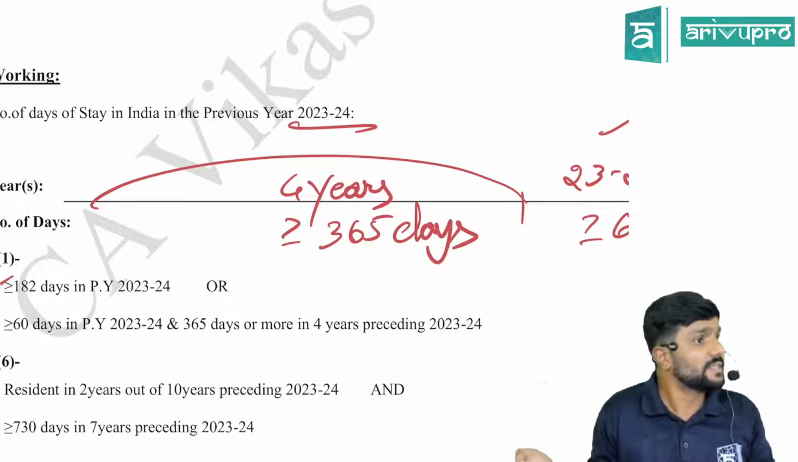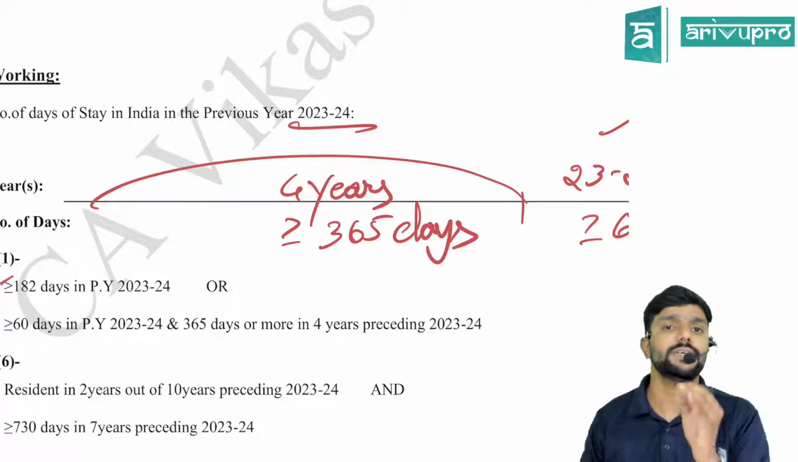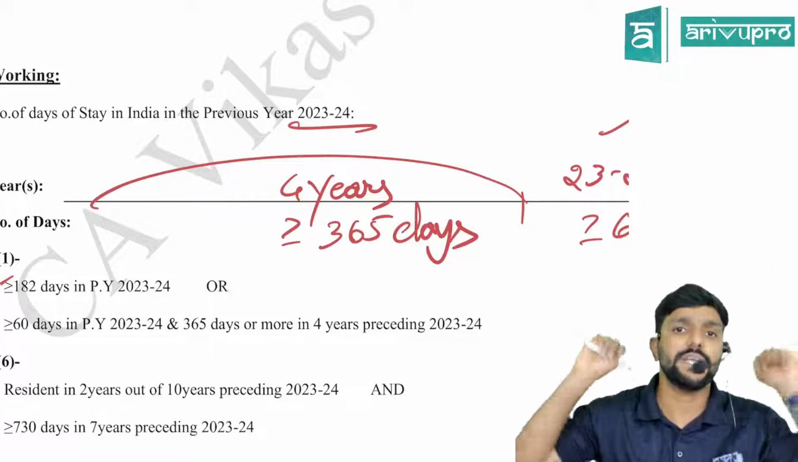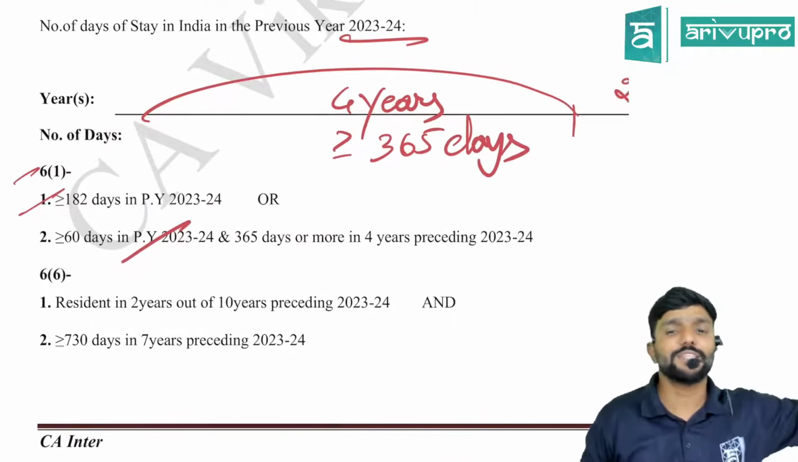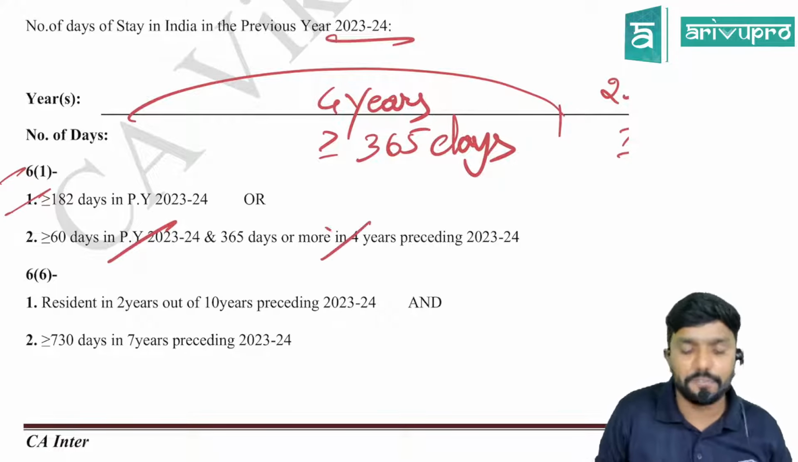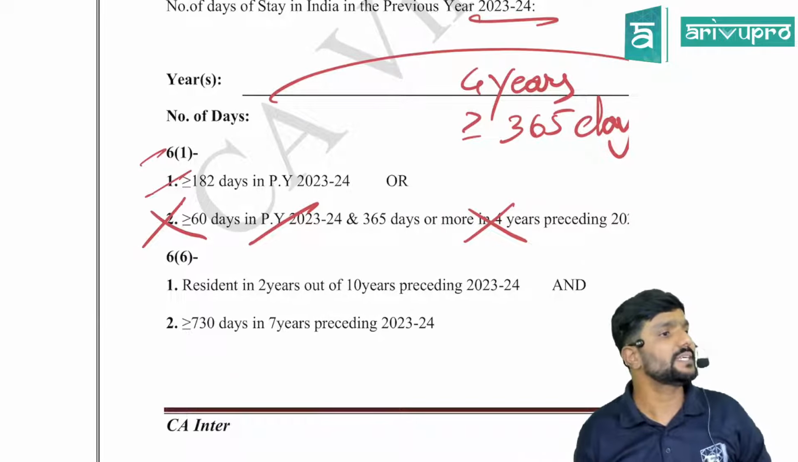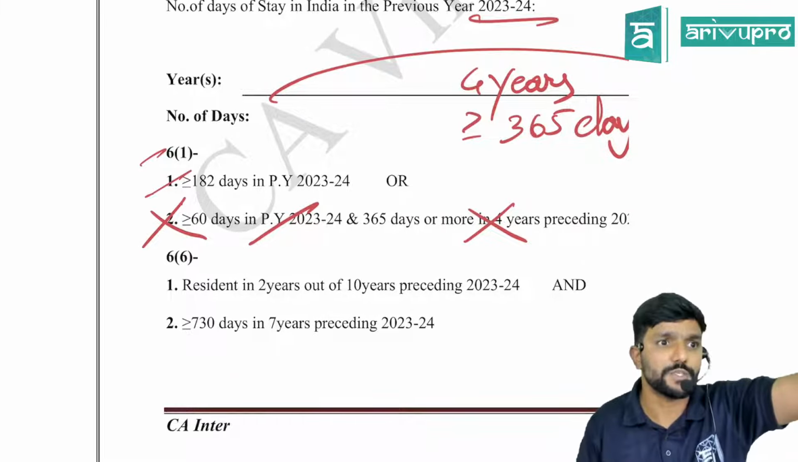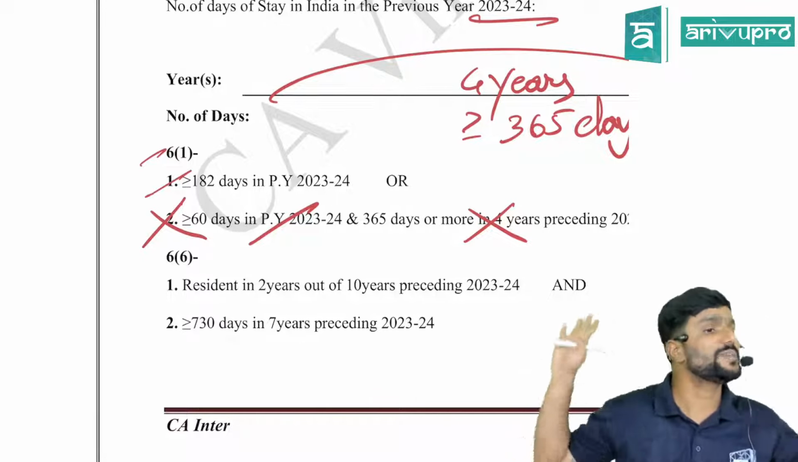Please be careful. Sir, should both be satisfied? Yes. For example, sir, in the previous year, assume I was in India for 80 days. Did I satisfy this part? Yes. But in the last 4 years, I was in India only for 300 days. Did I satisfy the second part? No. Hence, the second condition is not satisfied. Hope you understood. So the second condition has two cumulative points. Both have to be satisfied.